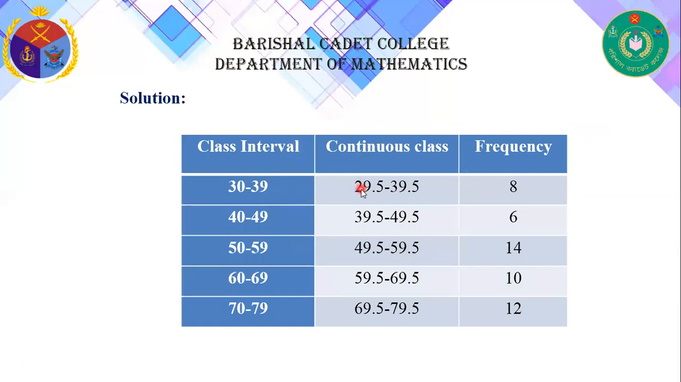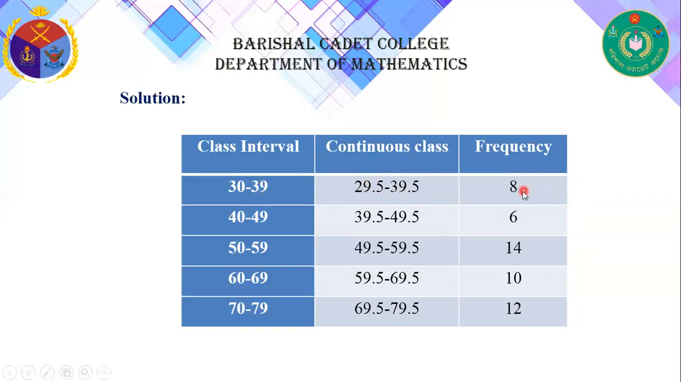by making a continuous class. Here class interval 30 to 39, and we convert it to 29.5 to 39.5. How? Here 39 and here 40. That means the mid value of 39 and 40 will be the boundary of this class and the next class. Here 30 will be shifted to 29.5, and 39 will be shifted to 39.5.